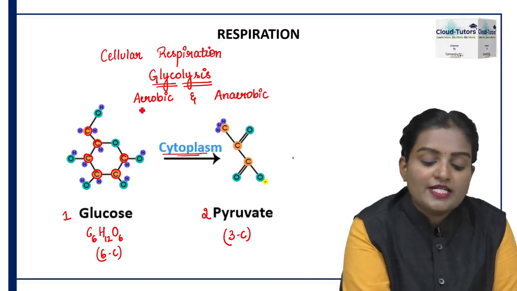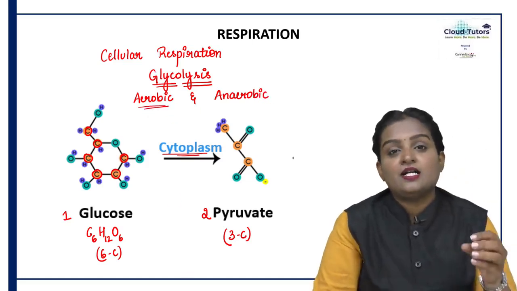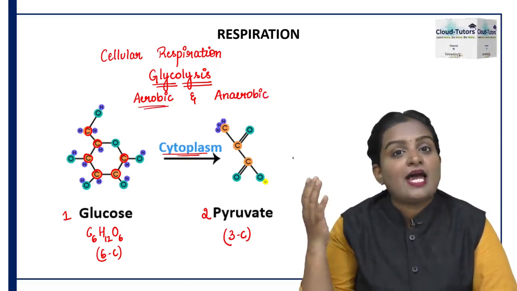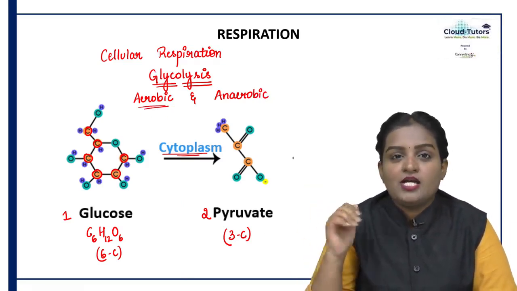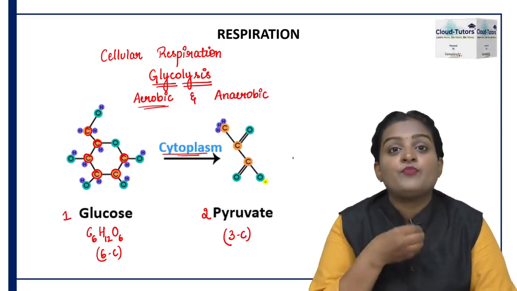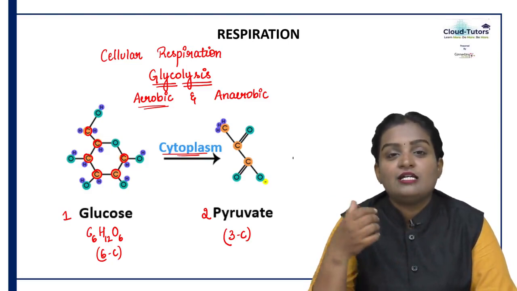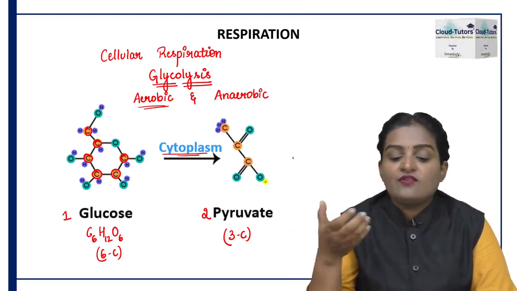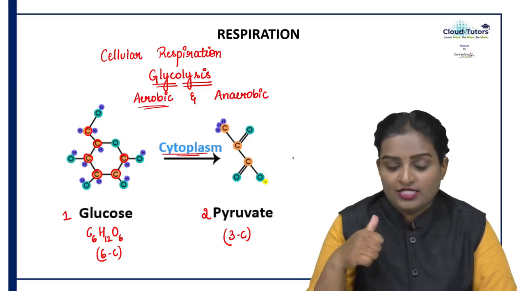What does aerobic respiration mean? It occurs in the presence of oxygen, whereas anaerobic occurs in absence of oxygen. Aerobic respiration needs a supply of oxygen for complete breakdown of glucose, whereas anaerobic is incomplete breakdown of glucose. We will see the differences shortly.